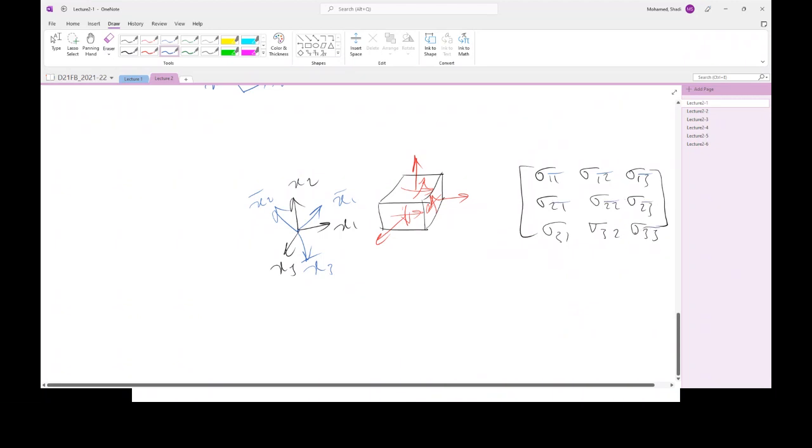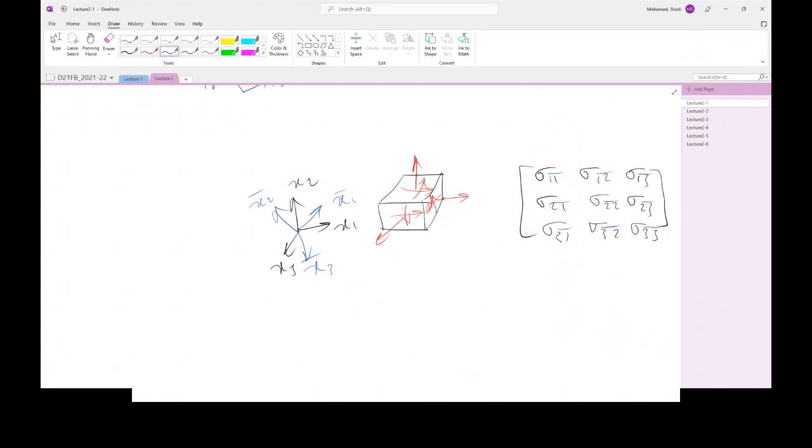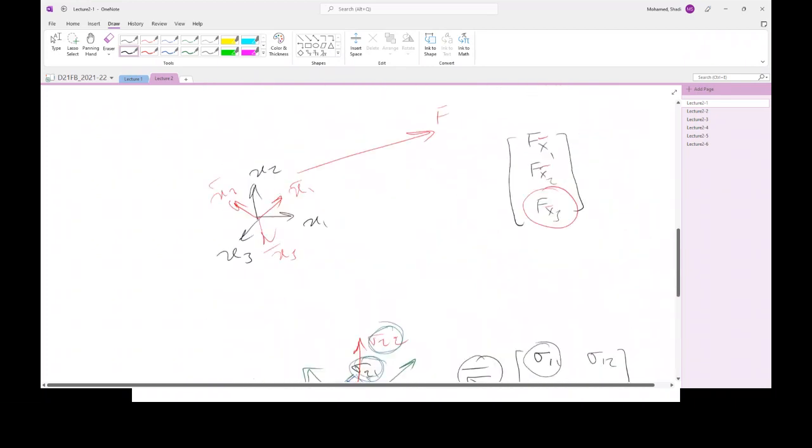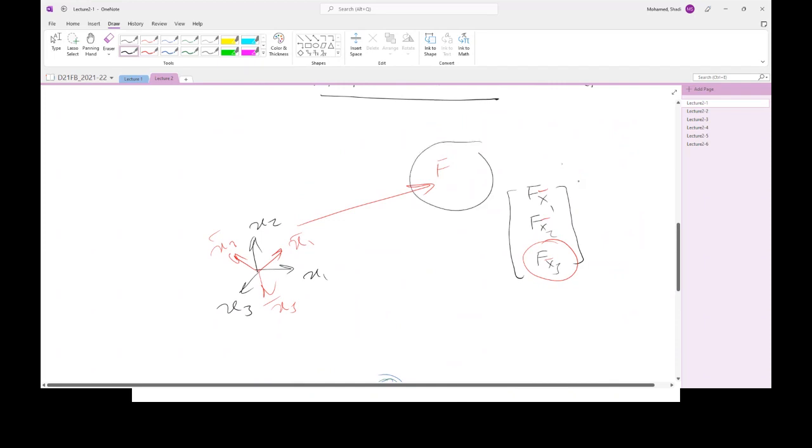Again, sigma 1,1 is not exactly the same number as sigma 1,1 bar, and sigma 1,2 bar is different than sigma 1,2. However, the stress tensor would always be the same. So the stress as a phenomenon is always going to be the same stress. Okay, so this is something really important I want you to remember. And this case is comparable to the vector in 3 dimensions.